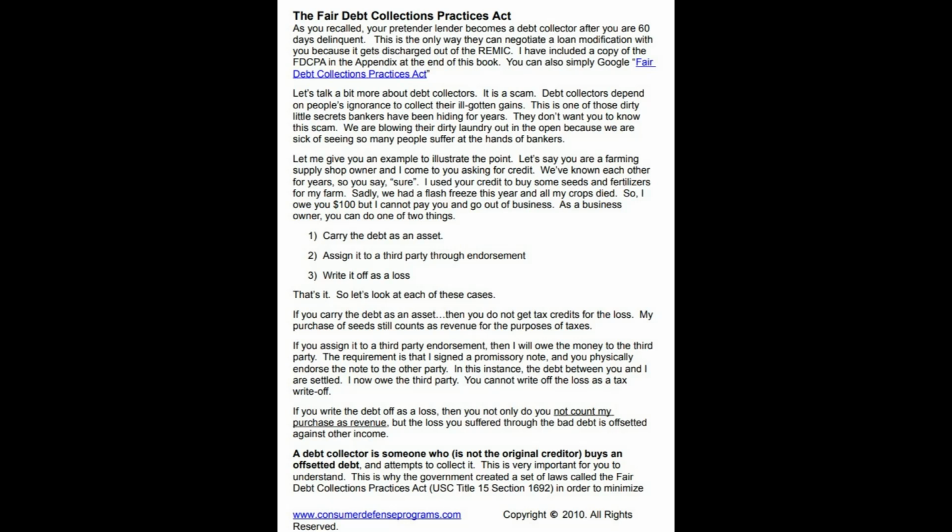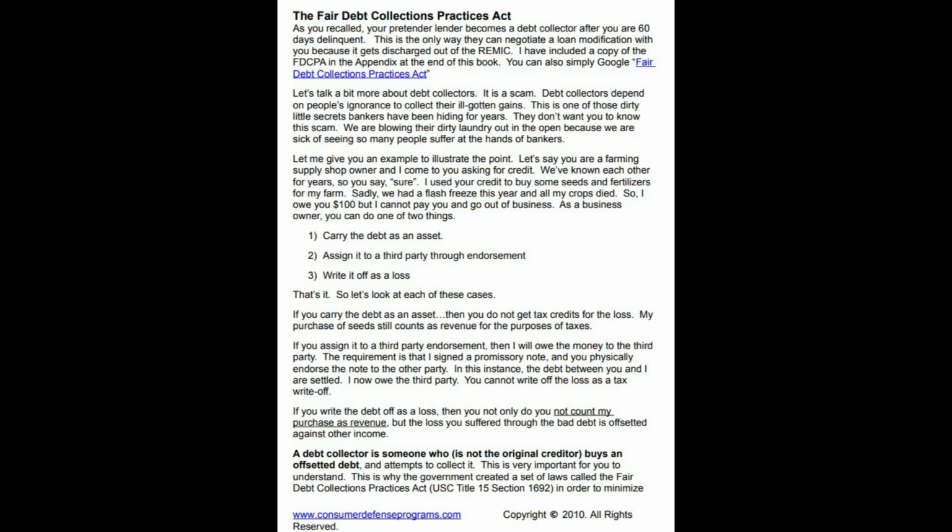A debt collector is someone who is not the original creditor, buys an offset debt and attempts to collect on it. This is very important for you to understand. This is why the government created a set of laws called the Fair Debt Collection Practices Act, USC Title 15, 1692, in order to minimize the deceit and protect people. Sadly, not many lawyers even understand this mechanic. They think debt collectors are acting legitimately. And they are not.